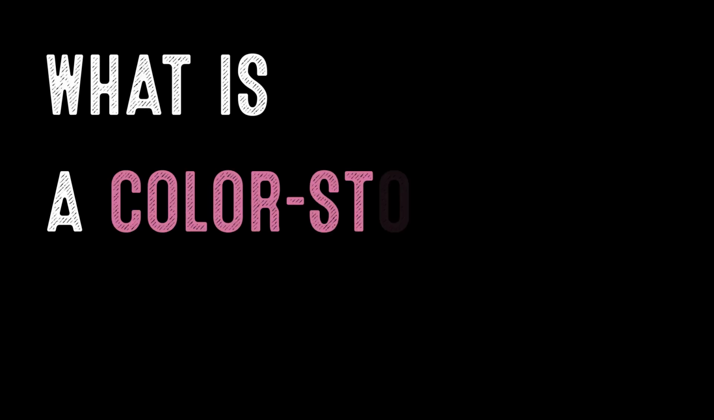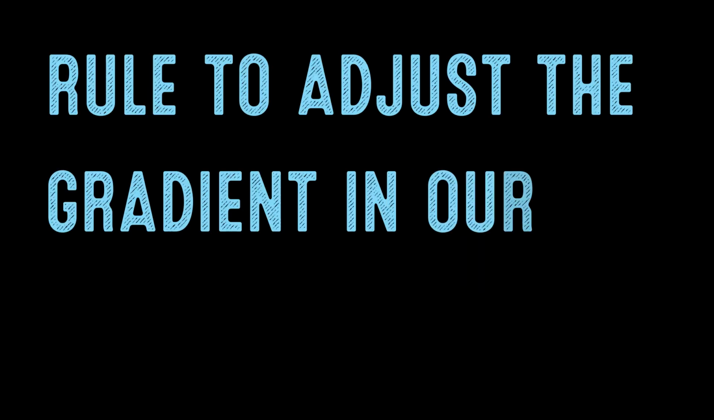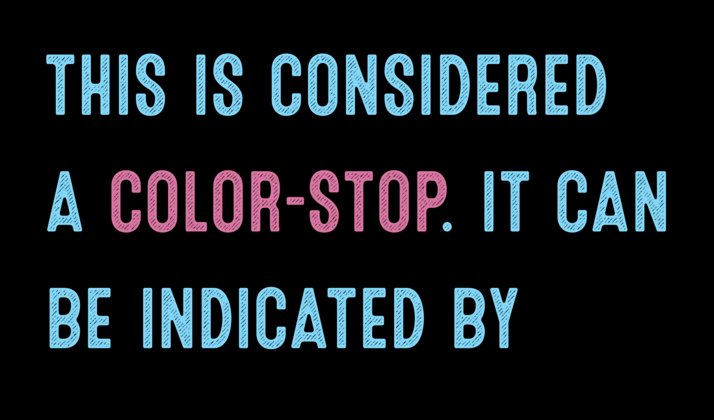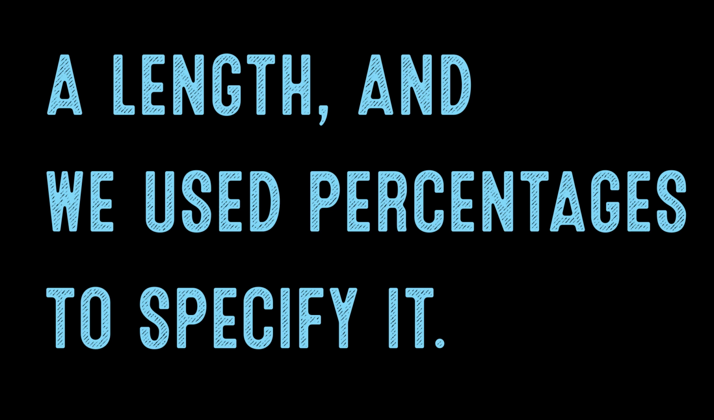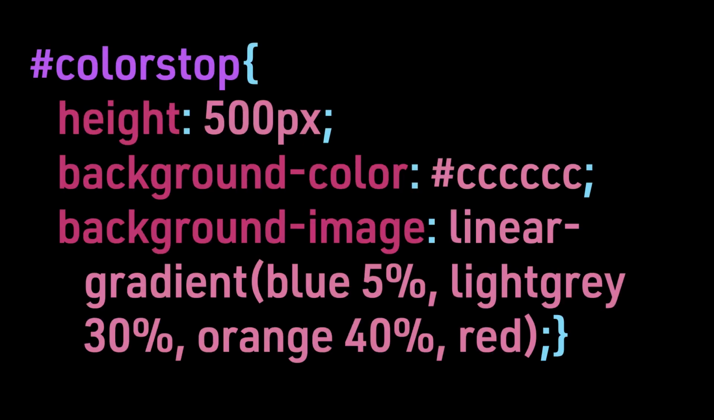What is a color stop? We added percentages to our linear gradient rule to adjust the gradient in our previous example. This is considered a color stop. It can be indicated by a length and used percentages to specify it. In this example, we are trying a color stop on the blue color at 5%, the light gray color at 30%, and the orange color at 40%.